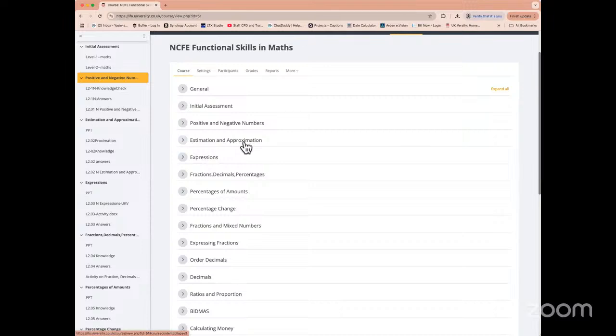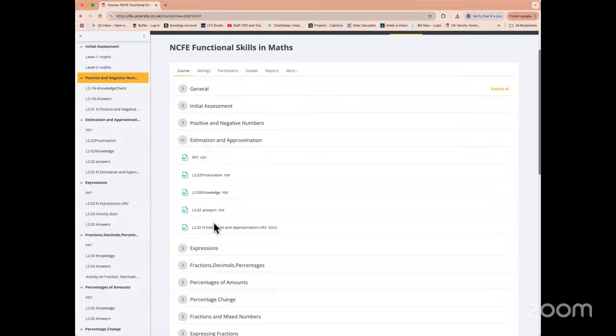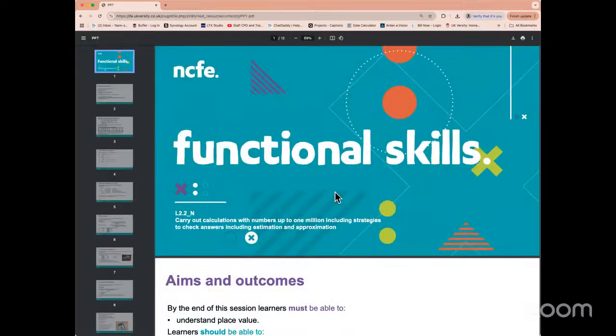So this particular topic is estimation and approximation. When you click on this arrow, it will show you a couple of things which are already uploaded here. This is the presentation that I'm going to be running through, which is a brief outline of what we need to cover in this particular topic.